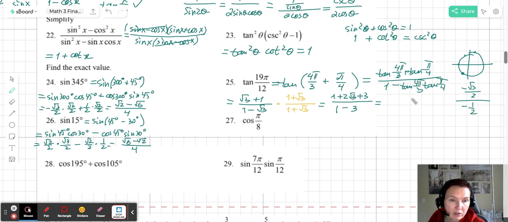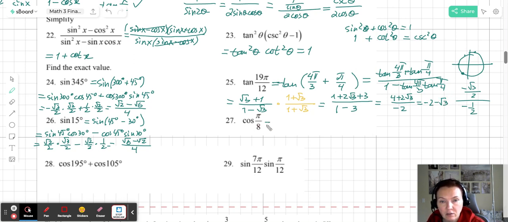So let's see, we have 4 plus 2 root 3. 1 minus 3, that's negative 2. So I'm dividing everything by negative 2, right? Negative 2 minus square root of 3. So that's my answer here.